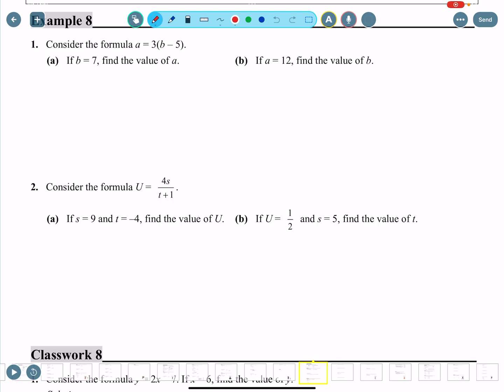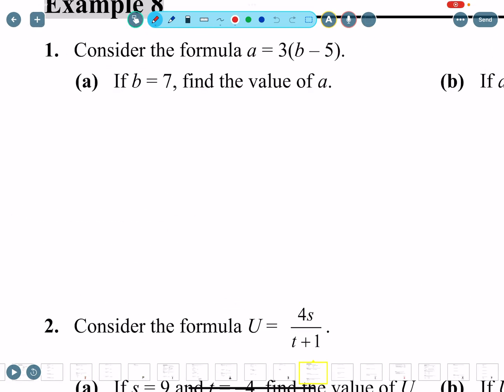Quite an easy part, I would say, if you know how to use your calculator properly. So we've got to find the value of A, we've got to substitute a value. A is the subject, so directly just calculate. We're substituting 7 into B, just directly calculate over here. So you basically put exactly what you write. So 3 bracket 7 minus 5 bracket, answer is 6.